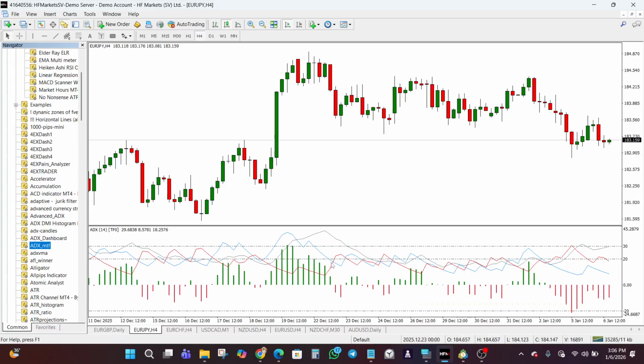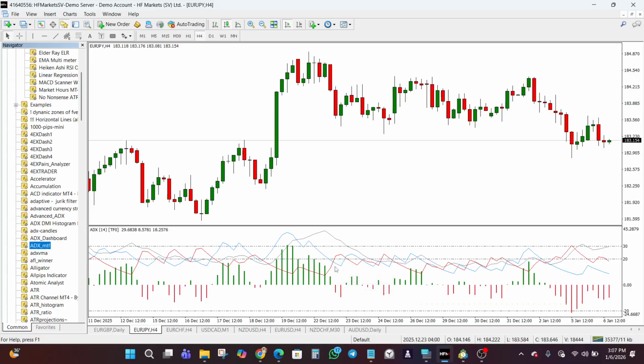The signals I'm going to recommend that you pay attention to most especially are the colors of the bars. If the colors are green, you know that it's a bullish momentum. If the colors are red, you know it's a bearish momentum. Simple. Secondly, you pay attention to the crossovers between the red line and the blue line.